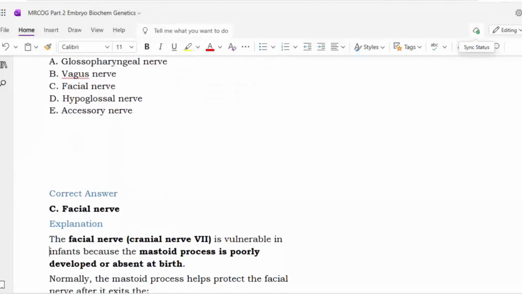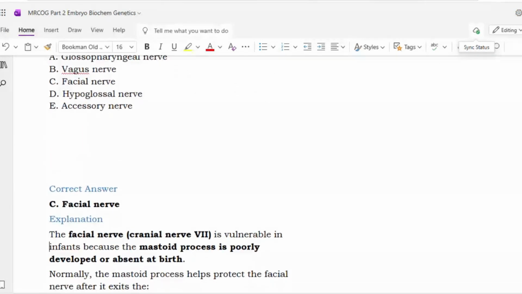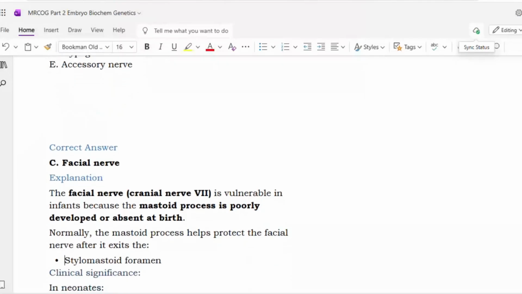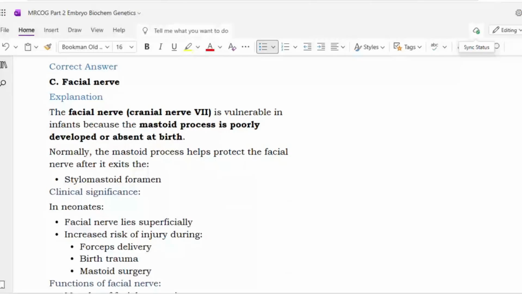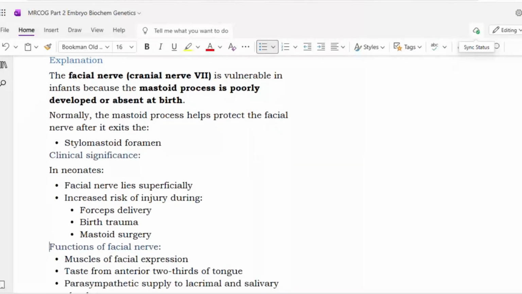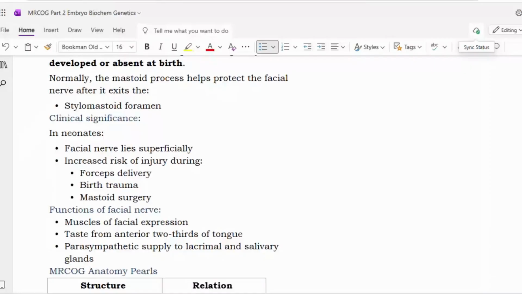Yes. So the facial nerve, that is cranial nerve 7, is vulnerable in infants because the mastoid process is poorly developed or absent at birth. Normally, the mastoid process helps to protect the facial nerve after it exits the stylomastoid foramen. Clinical significance: in neonates, the facial nerve lies superficially, with increased risk of injury during forceps delivery, birth trauma, and mastoid surgery. Functions of the facial nerve: muscles of facial expression, taste from the anterior two-thirds of the tongue, and parasympathetic supply to the lacrimal and salivary glands.